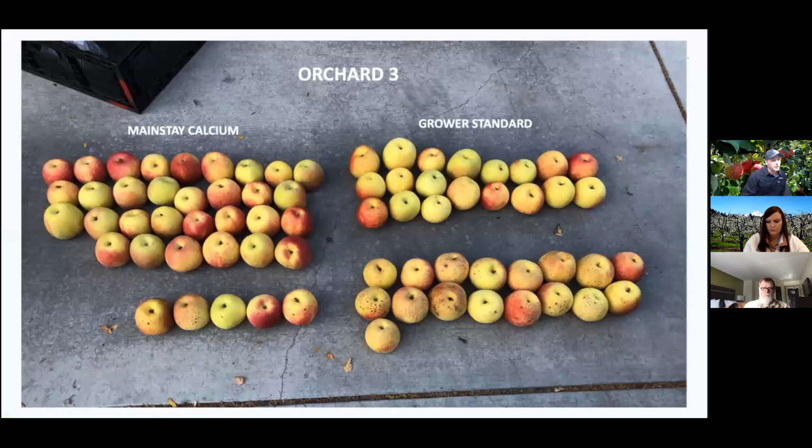And this is just a visual of one of the orchards, the worst one in terms of the amount of bitter pit that came out in the grower standard. But this is a good illustration of how effective we can be with this program. What happened here was we harvested clean fruit from the orchard, took it in and put it in a warm room for 30 days and brought it out. And this is what the fruit looked like. The grower standard lost over 50% of the fruit in this instance.